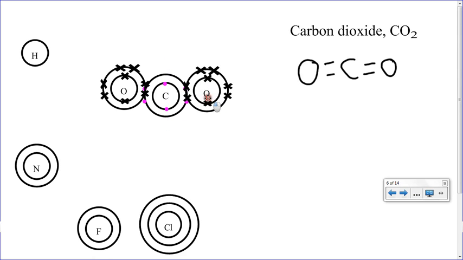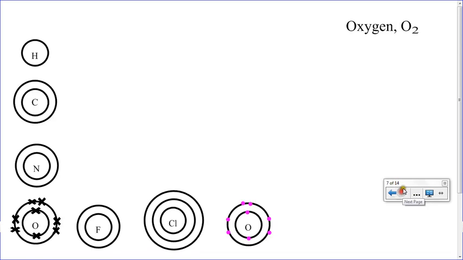You should really try and show that the dots are on the line of both of the atoms there, so they should be overlapping. Okay, so that's a carbon dioxide molecule.